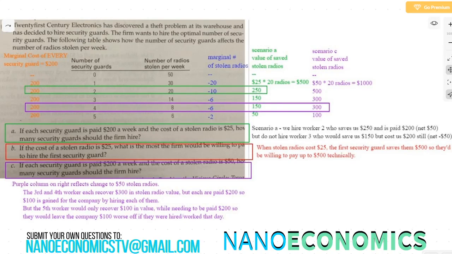So here it says 21st Century Electronics has discovered a theft problem at its warehouse and has decided to hire security guards. The firm wants to hire the optimal number of security guards. The following table shows how the number of security guards affects the number of radios stolen per week. What was given is the center two columns: the number of security guards and the number of radios stolen per week.